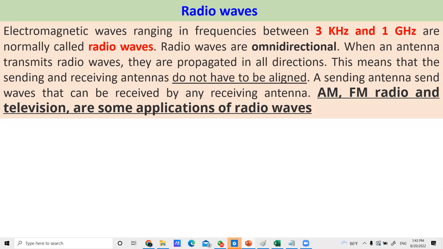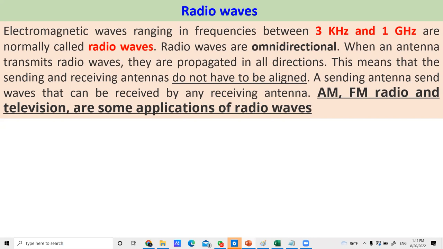When an antenna transmits radio waves, they are propagated in all directions. That's the correct term, propagated, to all directions, not a particular direction. That is why we get the service of radio and television. When a television station starts to propagate the signals, if you have an antenna at your location, you can capture the signal. If you have an antenna in another location, that location will also be able to capture the TV signals. This happens because there is no particular direction; radio waves travel in all directions from the starting point.